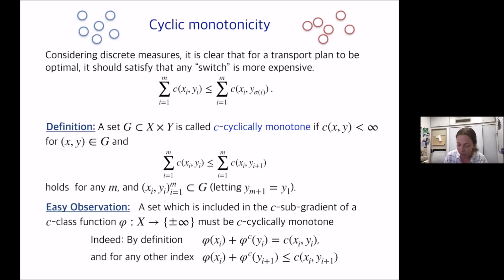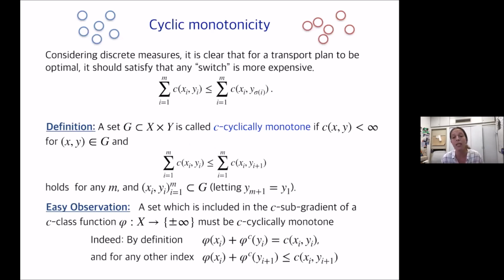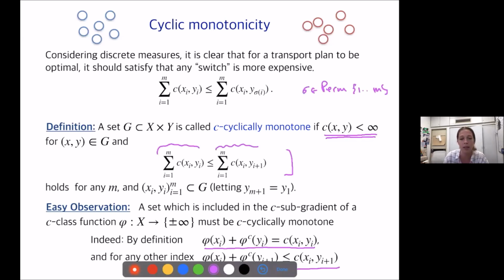But for any pair, you have an inequality. By the definition of the C-transform phi c, phi c of y_{i+1} plus phi of xi is less than the cost c(xi, y_{i+1}). And now I just sum over i, both of the equations. The sum on the left-hand side is the same, because I'm just summing phi on all of the xi's and phi c on all of my yi's. So you get an inequality between the sums of the costs, exactly the inequality that you wanted.